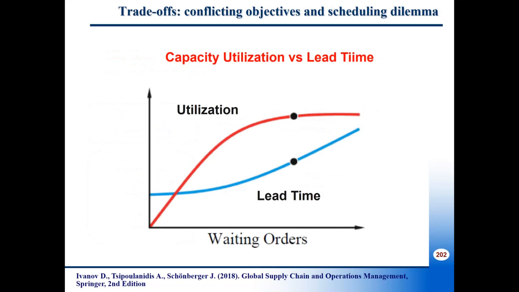In this slide, we can see that a higher number of waiting orders tends to increase lead times, and automatically a machine needs to steadily increase its utilization. However, whenever the maximum utilization is achieved, lead time is still increasing due to longer waiting time in a production queue and thus also a higher number of waiting orders.